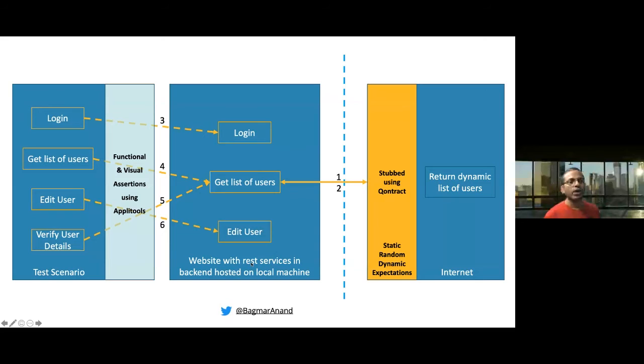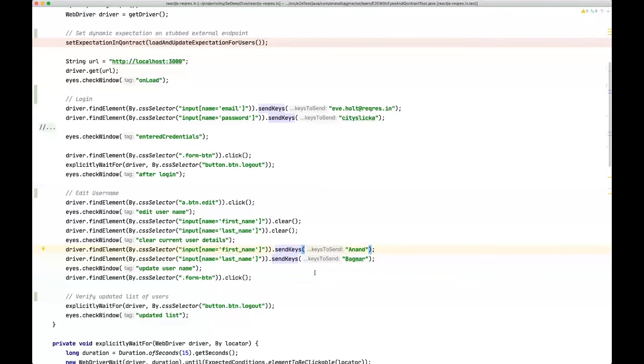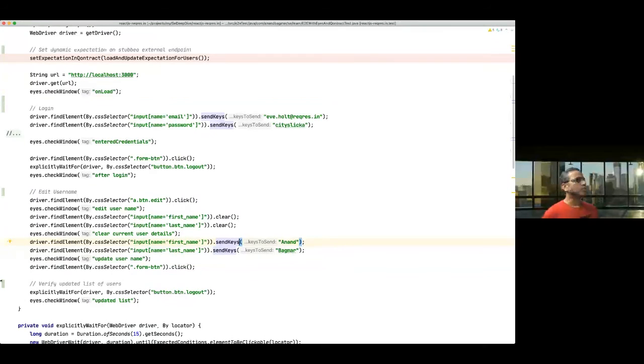OK, now let's look at how visual testing comes into the picture. You would have noticed earlier that there are method calls like eyes.checkWindow. This is the Applitools Java SDK, the Selenium Java SDK, integrated into my automation code. A couple of simple lines of code and it is integrated. Every time I want to do functional or visual assertions, I just call methods like eyes.checkWindow, and I can repeat this as many times as I want in my test implementation.